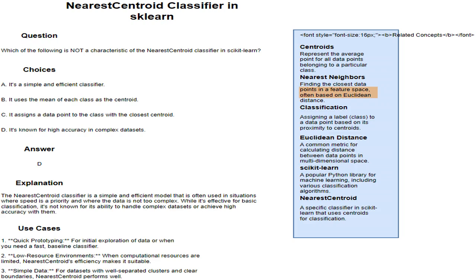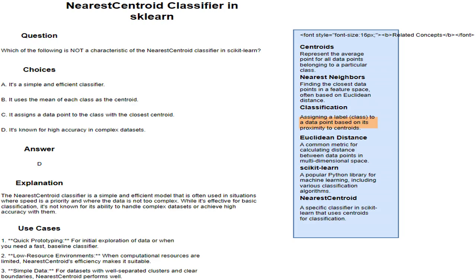Closest: finding the closest data points in a feature space, often based on Euclidean distance. Let's say you want to classify a new fruit. You calculate the distance of this fruit to the centroid of apples and the centroid of oranges. The fruit is classified as the type whose centroid is closer.